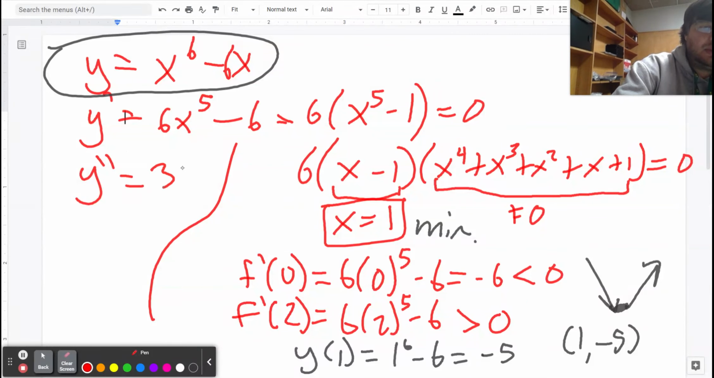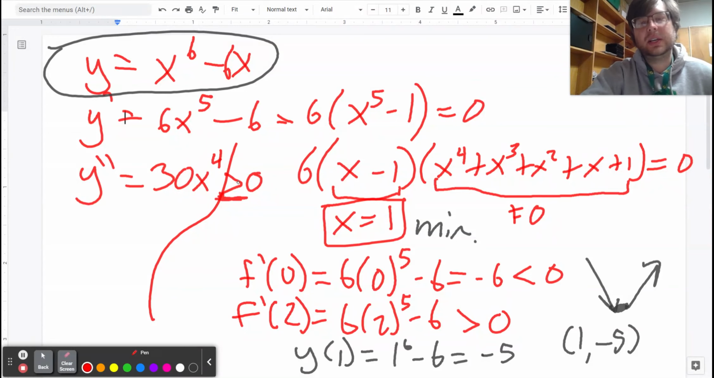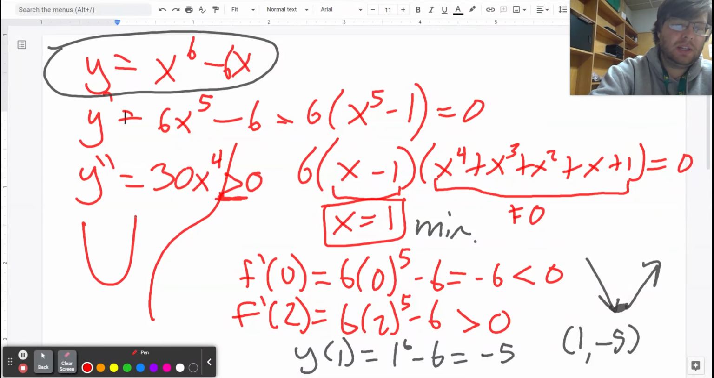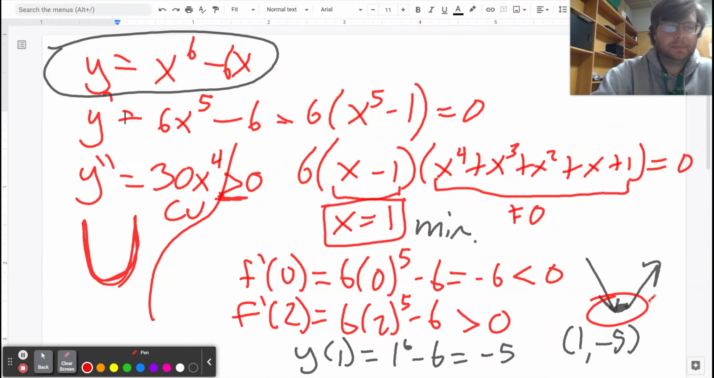6 times 5 gives me 30, so I have 30x to the fourth, which is always greater than or equal to 0, because anything to an even power is going to be non-negative. That means I always have a smiley face shape, concave up. And so I can identify again that this has to be a minimum.